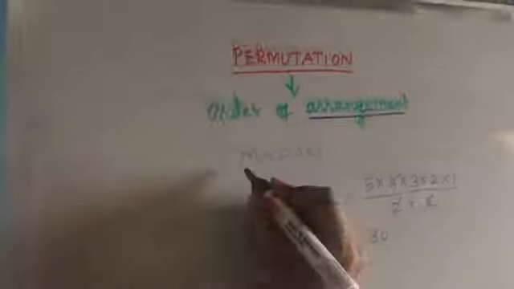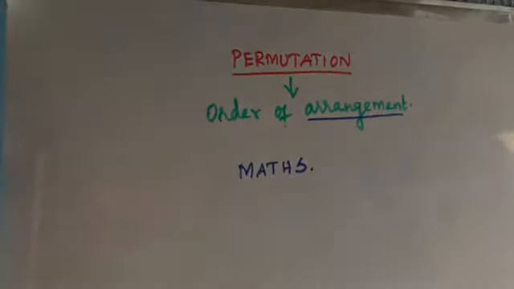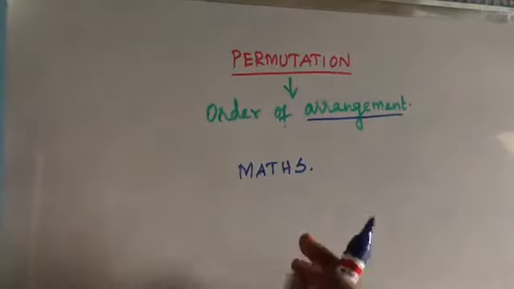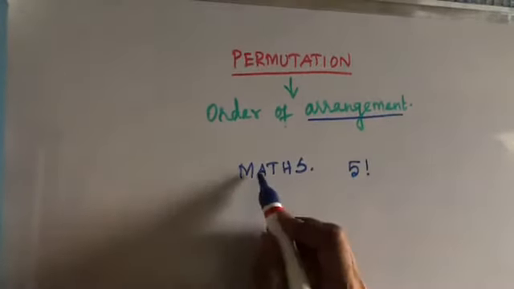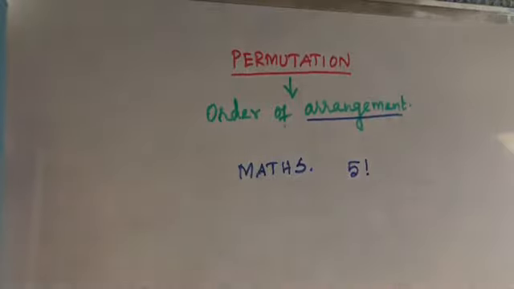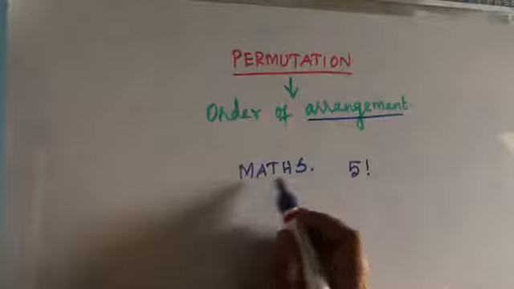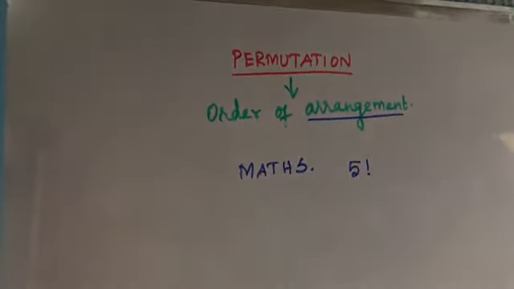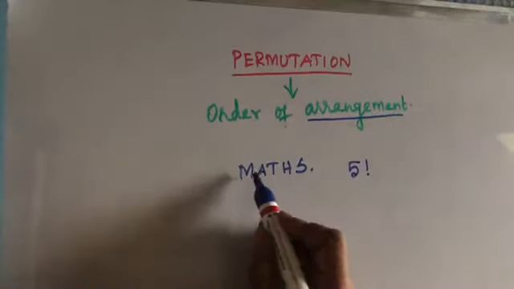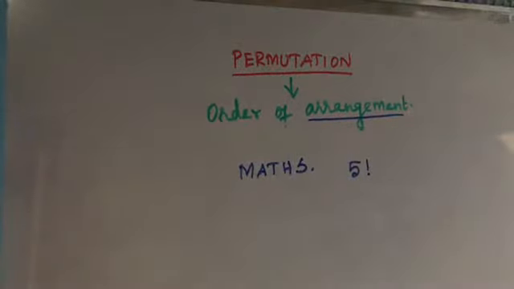I take another word, max. Now in how many ways can I write these 5 letters? So the order of arrangement is 5 factorial. You have to check whether any letters are getting repeated. Here no letters are getting repeated, so the number of ways I can arrange the letters is 5 factorial. If the letters are repeated, then you have to divide by the corresponding factorial.